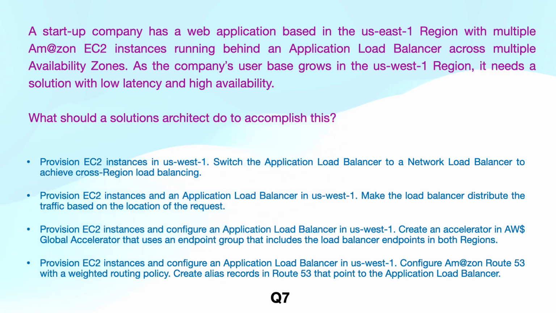So there are four options. Let's look at the correct option here. So the correct option is provision EC2 instances and configure an application load balancer in US West 1 region, where company's user base is growing. Create an accelerator in AWS Global Accelerator that uses an endpoint group that includes the load balancer endpoints in both the regions.